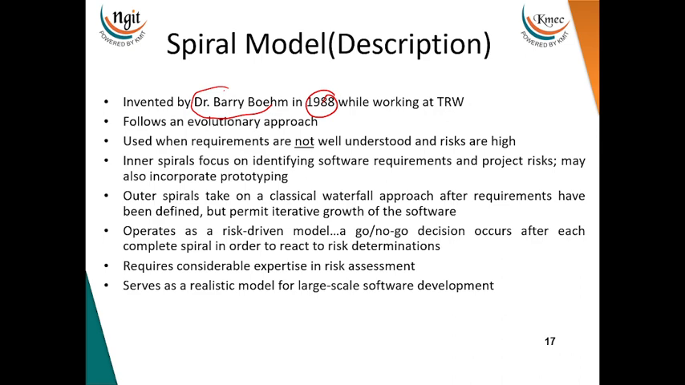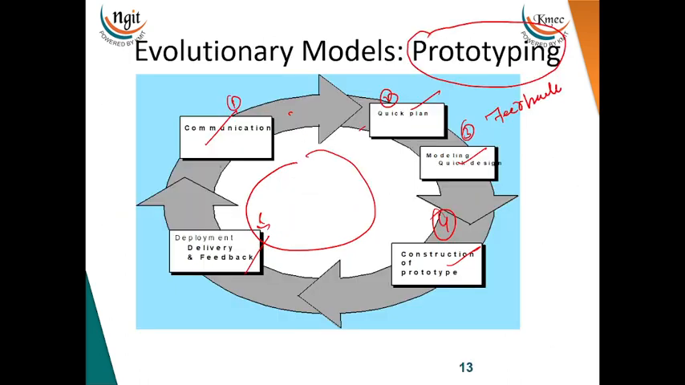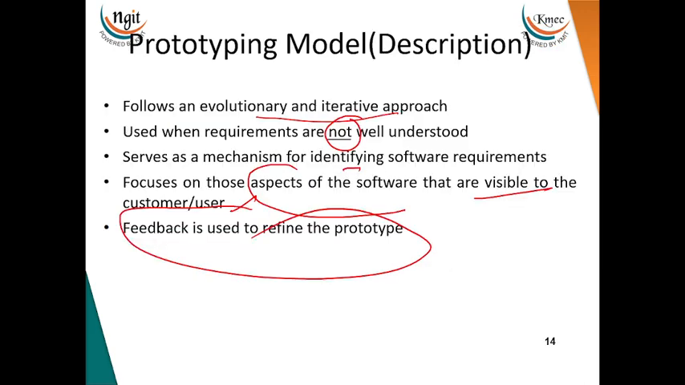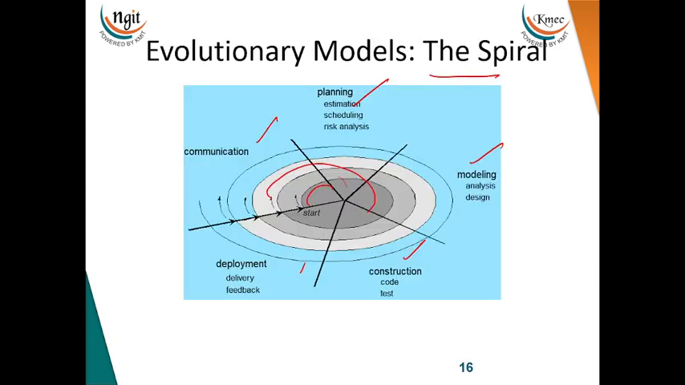Used when requirements are not well understood. Again, this is used when the requirements are not understood. But here, if you see it, everything is running parallelly, whereas here, they are not running parallelly. Correct? Here you see they are running. The inner spiral focuses on identifying software requirements and project risks, and may also include a prototype. What do you mean by inner spiral?